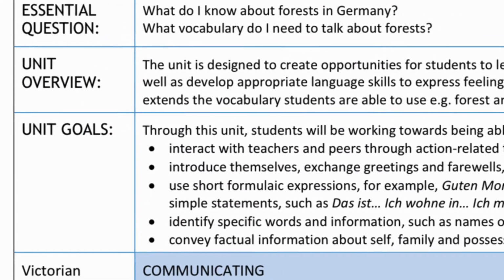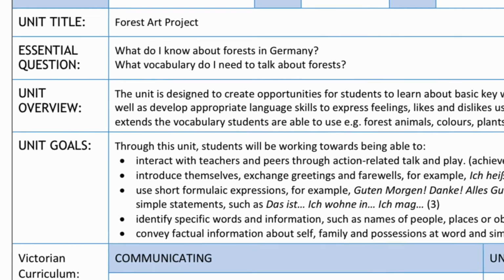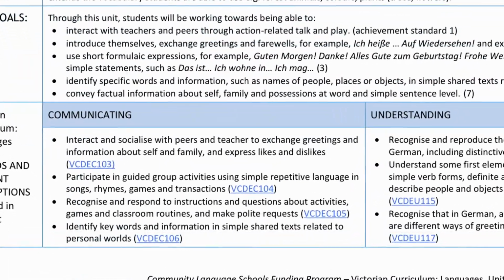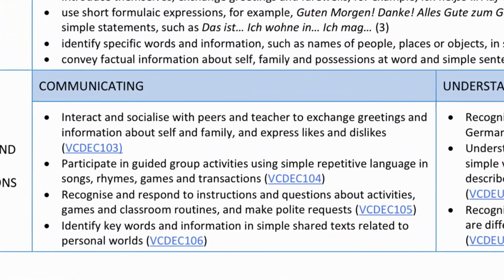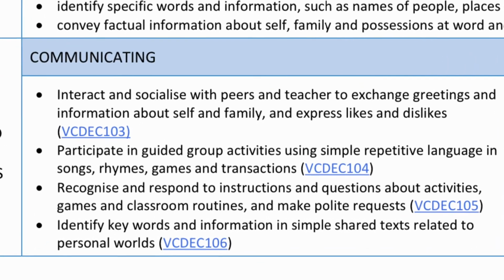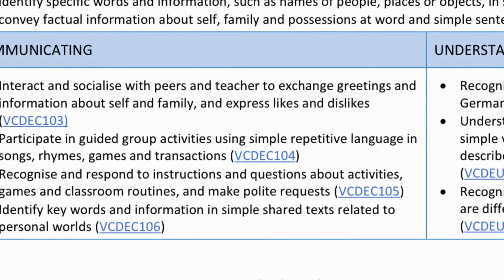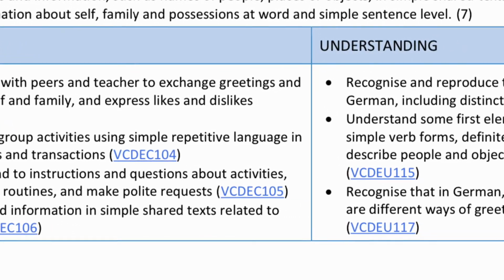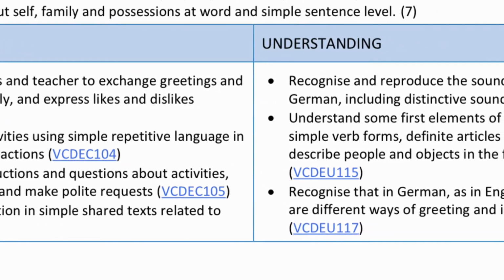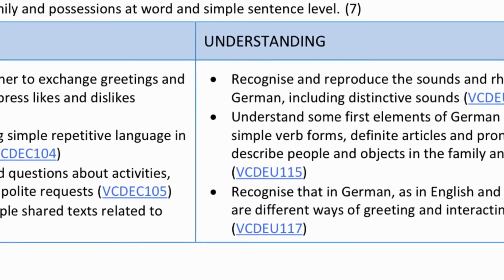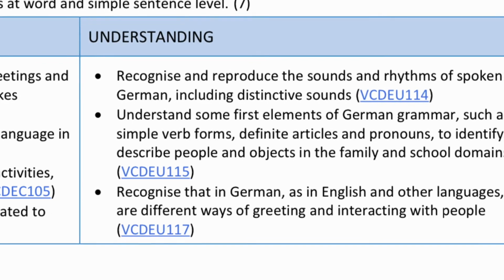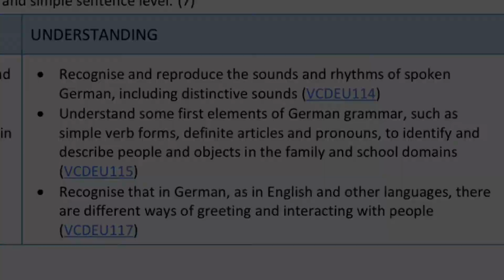This section can be directly related to the achievement standards. Then you have the Victorian curriculum content descriptions under communicating and understanding. These content descriptions can be copied directly from the Victorian curriculum under your language. And if you have the scope and sequence as a document, you can copy it from there. Make sure you follow those content descriptions in your planning lessons.